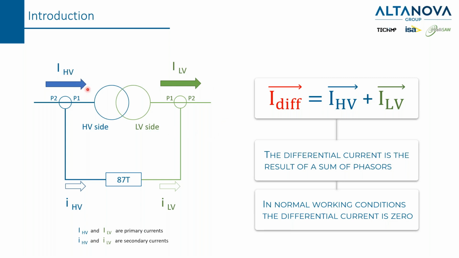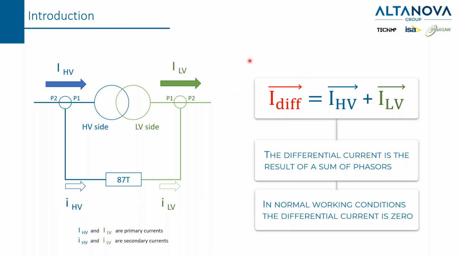This primary current is flowing also in current transformers, and the secondary sides of these current transformers are connected to the relay. The notation I used is a capital letter for primary current and small letters for the secondary current.